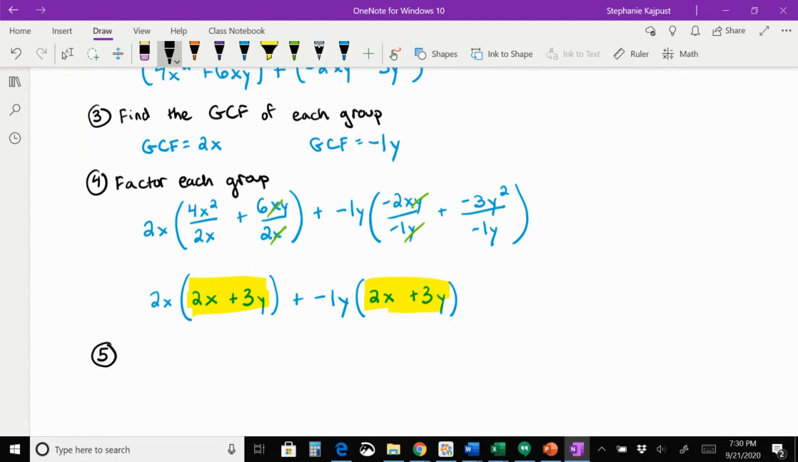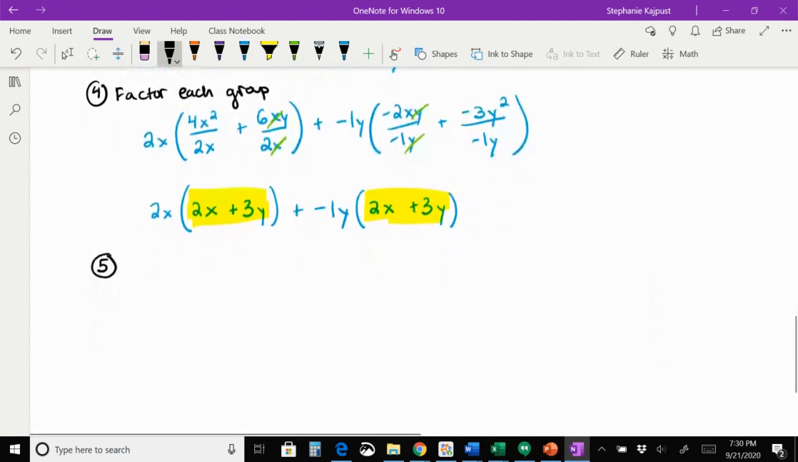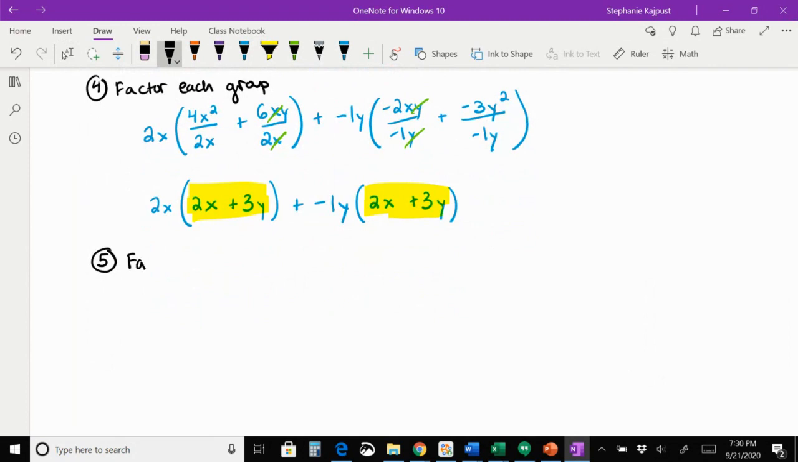So at this point, once you have them match, you're going to factor again. Factor out the matching term.